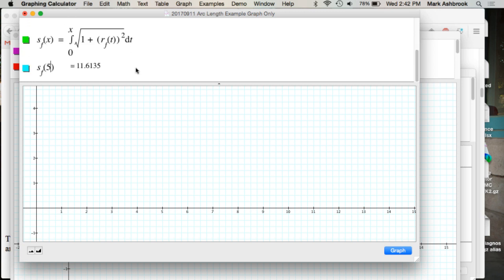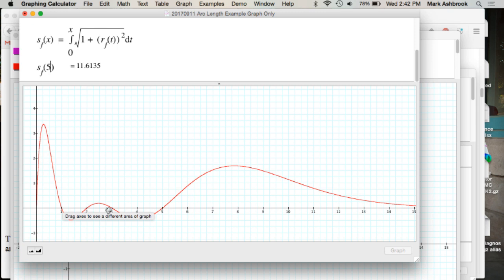And now we can get a function for any arc length starting from 0. So if I wanted the arc length only up to 3, I would do S sub f of 3. And if I wanted to use this function to get the arc length from 1 to 4, instead of building a new function, how could I do it? Right, it would be all the arc length up to 4 minus all the arc length up to 1.